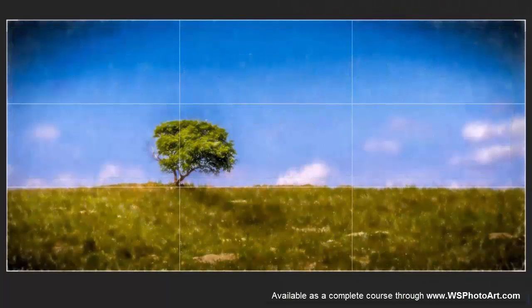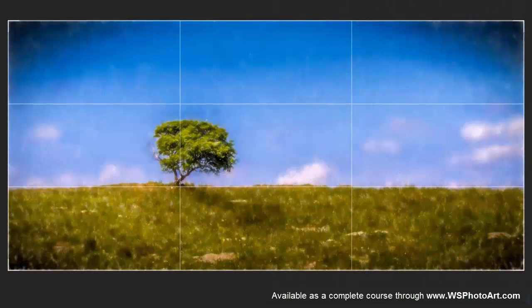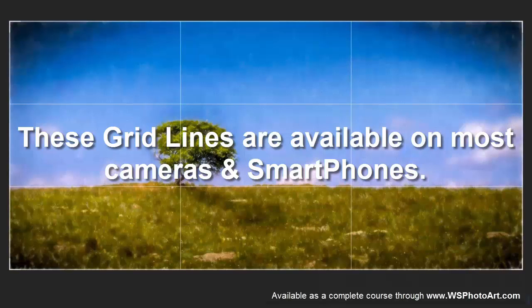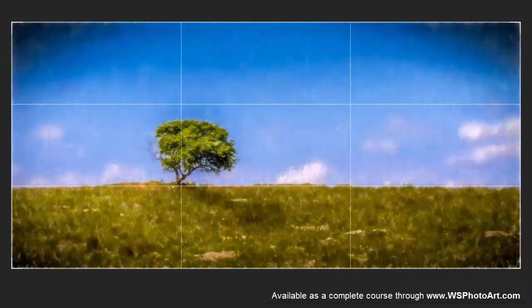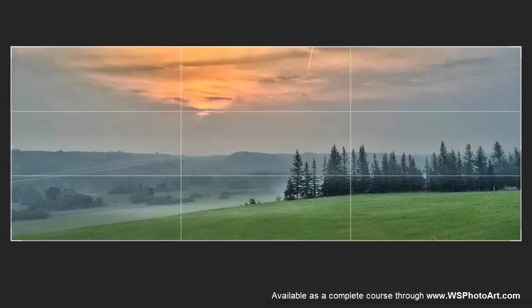This particular image actually lines up with grid lines, and you can get these grid lines on your DSLR, on your view screen, or you can get it on the display of your smartphone or your point and shoot camera, and it's there to aid you in lining up your image. What we're trying to do is take the essential elements of an image and place them in the different thirds of the frame.